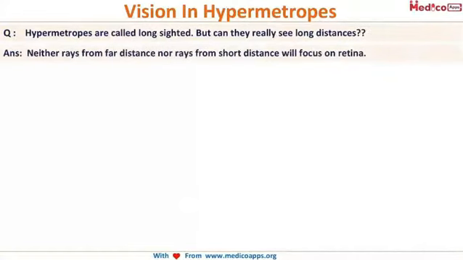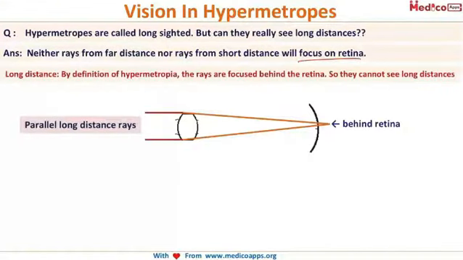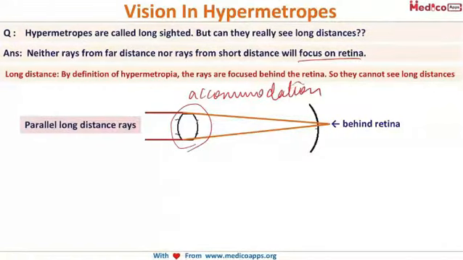You have to understand here that neither the rays from far nor the short distance will focus on the retina in hypermetropes. None of the rays are focusing. However, when the rays are coming from long distance, the lens will try to accommodate so they can see the objects that are located far away just because of accommodation by the lens, not because the rays are focusing.